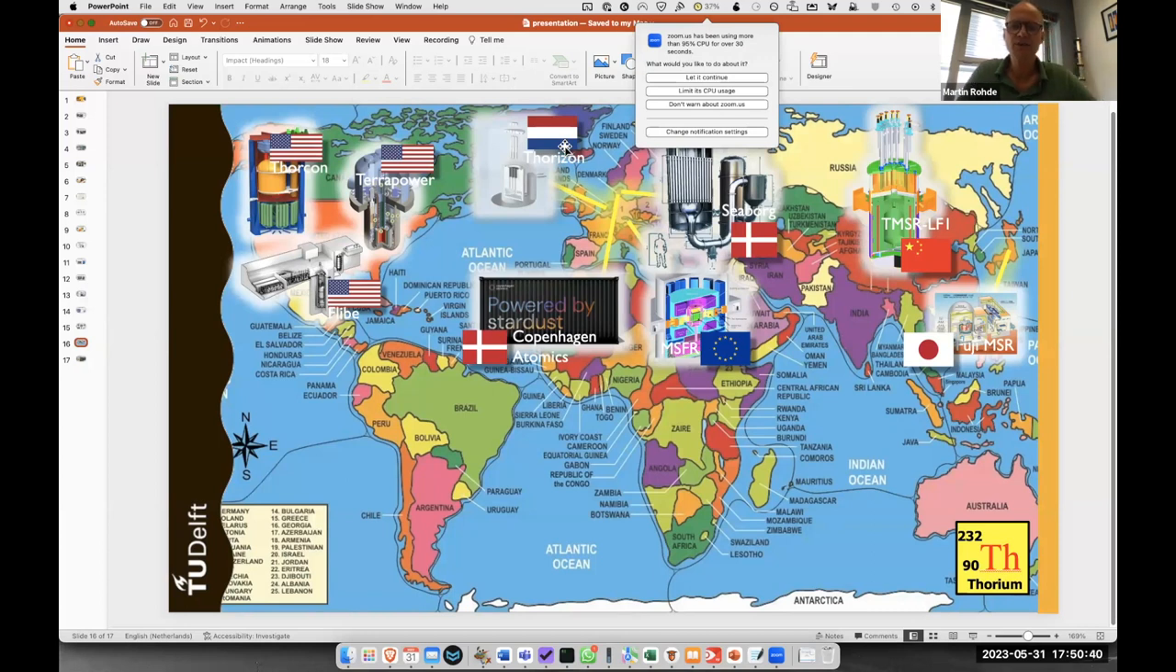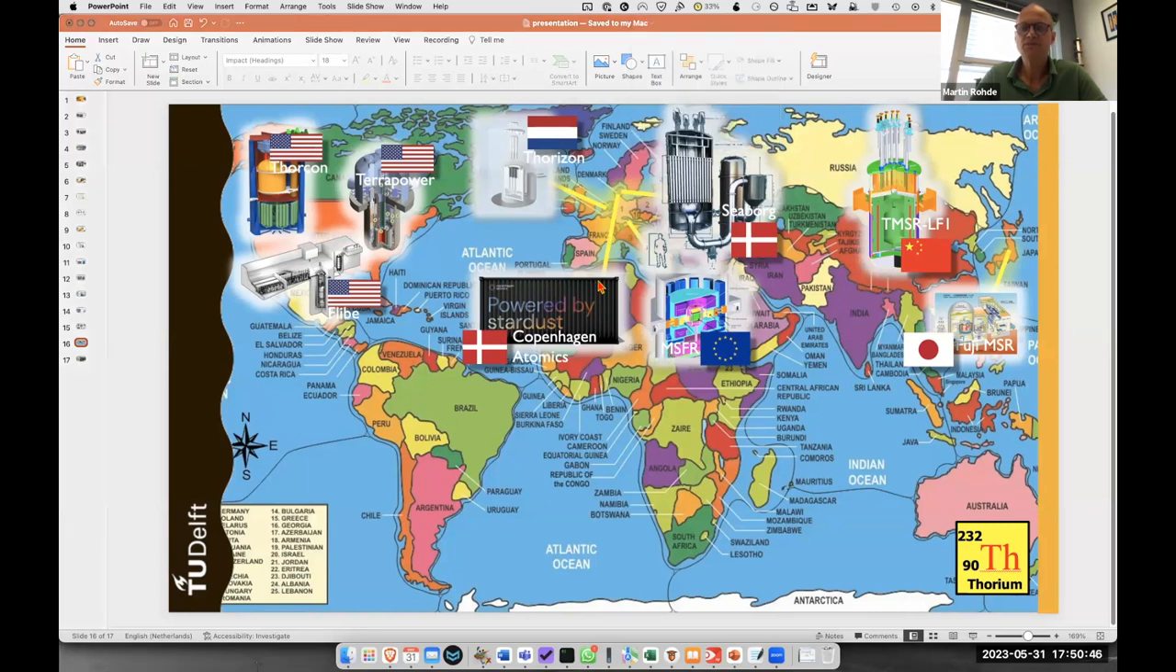which is a company. In Europe, there are also Danish initiatives, Copenhagen Atomics and Seaborg. They also work on the thorium reactor. In the States, there are also three designs that I know of: TerraPower, of Bill Gates, Thorcon, and Flipe.